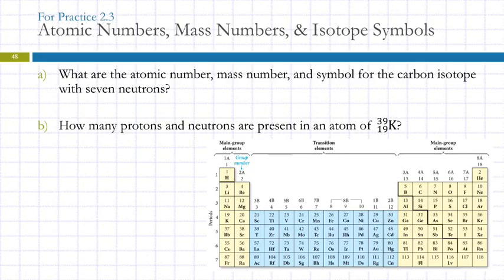So let's do some practice here. What are the atomic number, the mass number, and the symbol for the carbon isotope with 7 neutrons? And I put a periodic table here. So the carbon isotope, we have to find carbon on the periodic table. So that's the symbol C. So this is carbon. How many protons does a carbon atom have? 6. It's that number right above the element symbol. So the number of protons is the atomic number. So the atomic number, given the symbol Z, for this carbon isotope is 6. There's 6 protons.